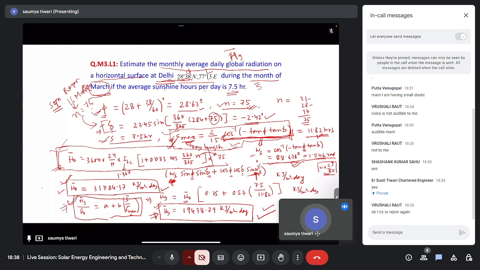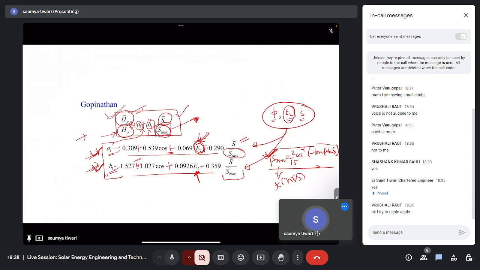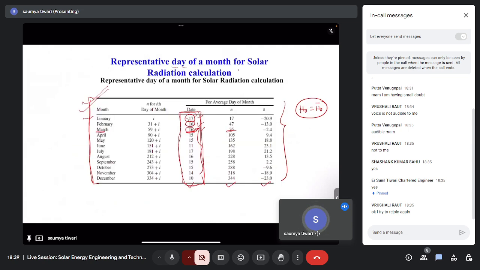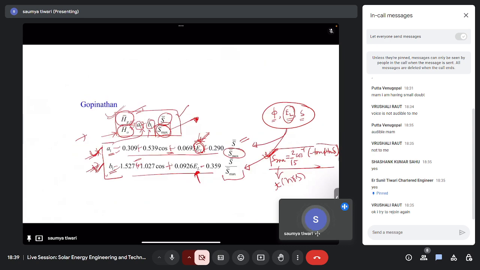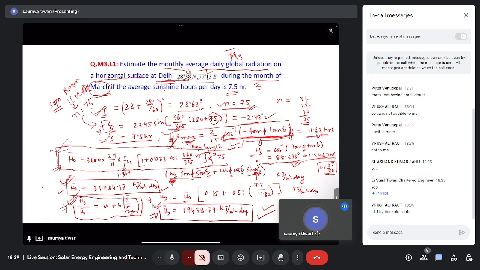This is the cos theta value integrated over a particular day, so it will be omega s sin phi sin delta plus cos phi cos delta sin omega s. So we can get s naught bar in kilojoule per meter square per day, right? So we know s naught bar, s max bar and s bar, and we know the a and b values. The a and b values for Delhi we can look up in this table. For New Delhi, the A value is 0.25 and the B value is 0.57. We can put all these parameters into the equation and get the Hg bar value.